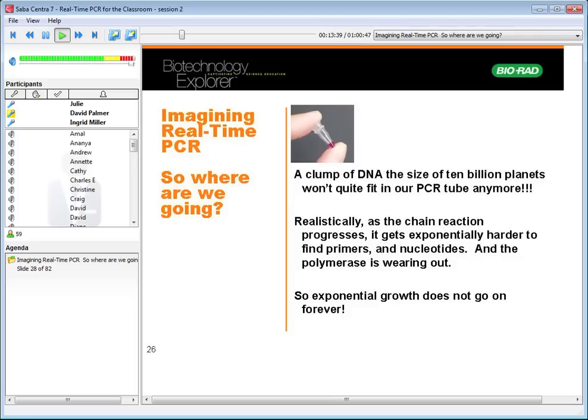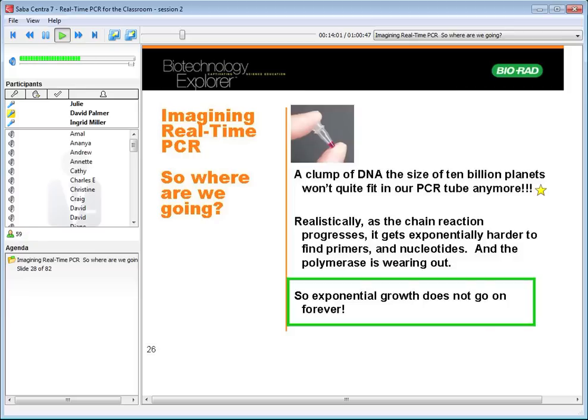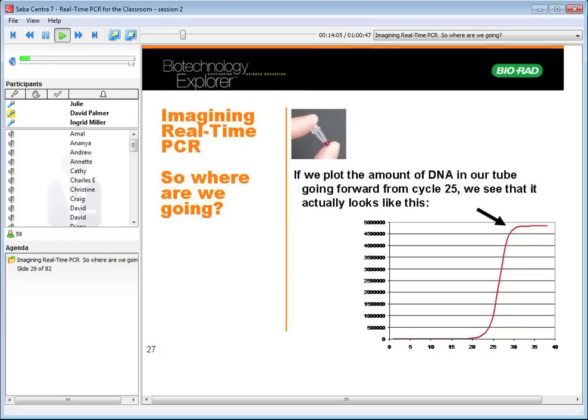So have this note here: a clump of DNA the size of 10 billion planets won't quite fit in our PCR tube anymore. There's no way. And realistically, as PCR progresses, it gets harder to find the primers, it gets harder to find the nucleotides, and the polymerase enzyme itself is wearing out too. So there are all sorts of limiting factors that will come into play. Key point: exponential growth does not go on forever, which is good. So if we plot that part of the curve, we have continued exponential growth, and then we hit a plateau as reagents run out. This basic curve shape, the sigmoid curve shape, is common to every real-time PCR reaction, and it's common to every PCR reaction, period. The doubling will keep going, and then it will stop, and that makes a sigmoid shape when you draw it out.